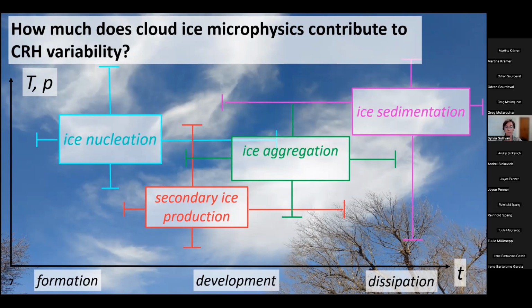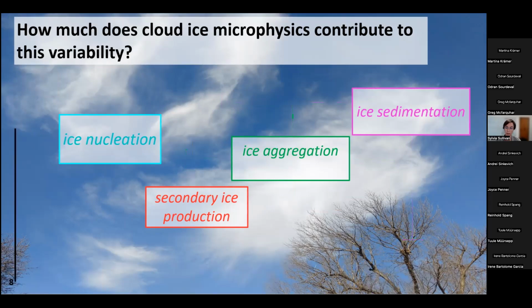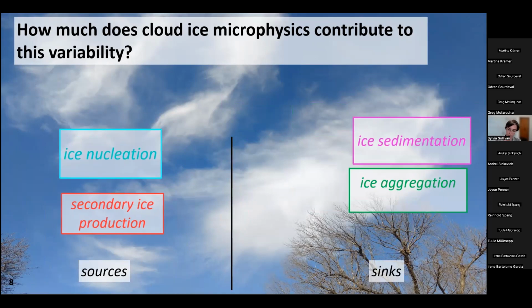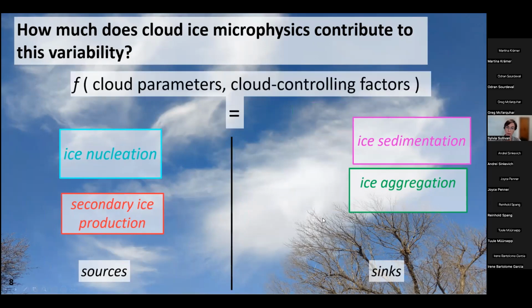So along with this vertical and temporal axis, we might also think about separating these processes out into a dichotomy of sources and sinks. And there is some ambiguity here, right? Something like aggregation is a sink of ice crystal number, but not necessarily of ice mass. But in general, we can think about source and sink processes, and those are then a function of cloud parameters, which are values that we would assume a priori, like the density of ice crystals, for example, and cloud controlling factors, which would be both thermodynamic and dynamic inputs to the formulations of these different processes.